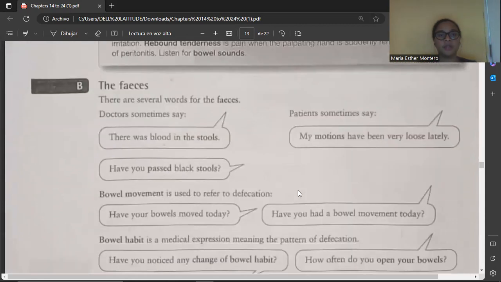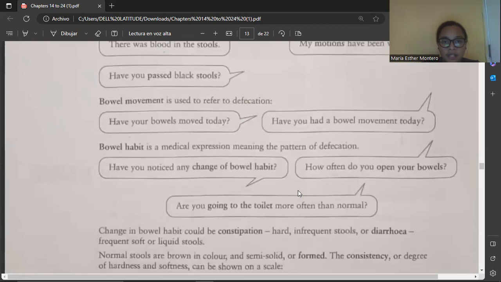Doctors sometimes say, there was blood in the stools. Have you passed bloody stools? Patients sometimes say, my motions have been very loose lately. Bowel movement is used to refer to defecation. Have your bowels moved today? Have you had a bowel movement today? Bowel habit is a medical expression meaning the pattern of defecation. Have you noticed any change of bowel habit? How often do you open your bowels? Are you going to the toilet more often than normal?